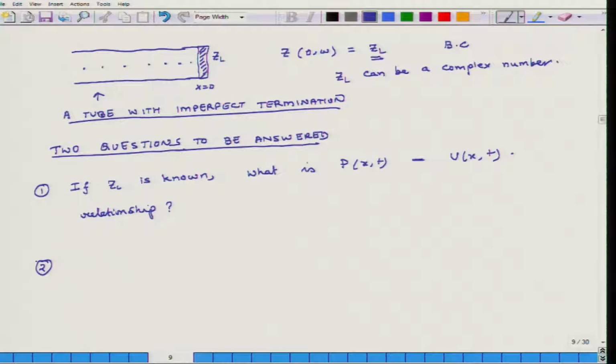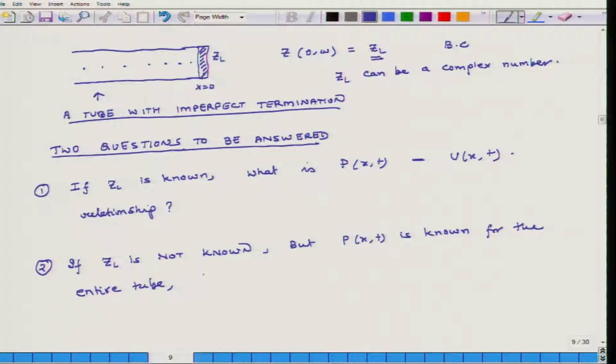The second question is that there could be a situation that the tube is ending with some termination and I do not know its ZL. So, if ZL is not known, but P(x,t) is known for the entire tube, then can we find out ZL? Okay. So, if I have a microphone measuring pressure at all points in the tube.